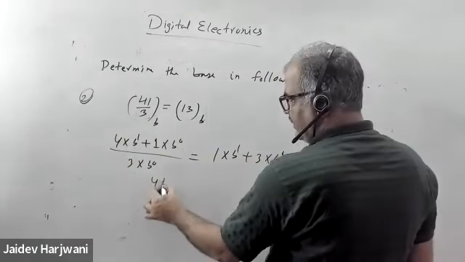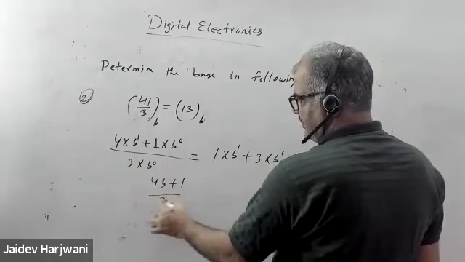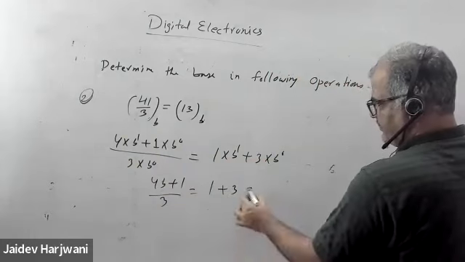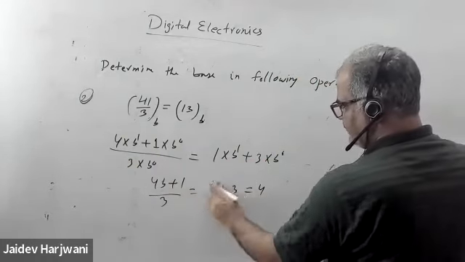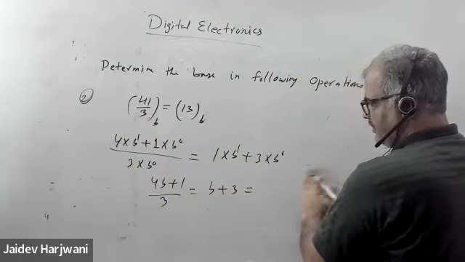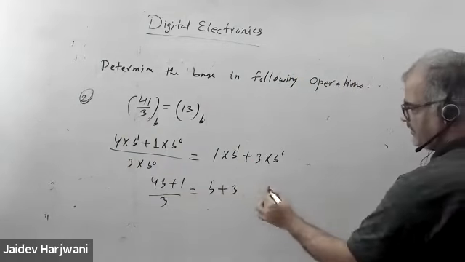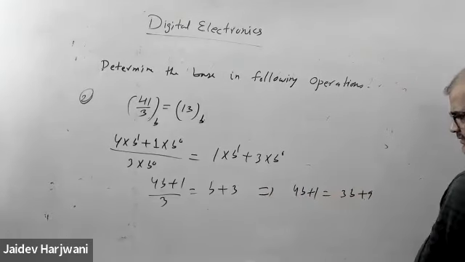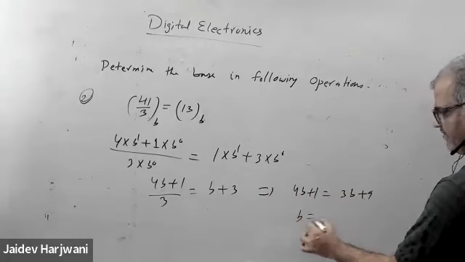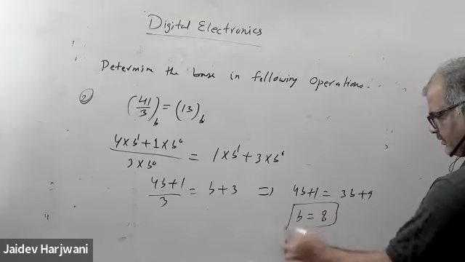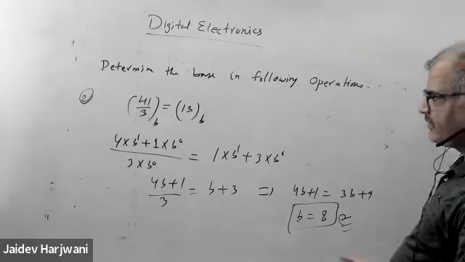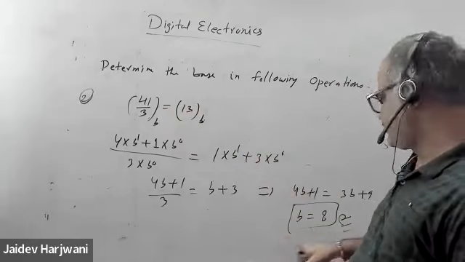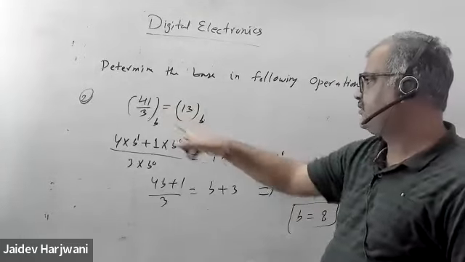So this becomes 4b plus 1, and this is b plus 3. So if I multiply this one, this implies what? 4b plus 1 equals 3b plus 9. So my b will be what? 8. So in the octal number system, this is okay. In base 8 system, you have the octal system, you can write like this.